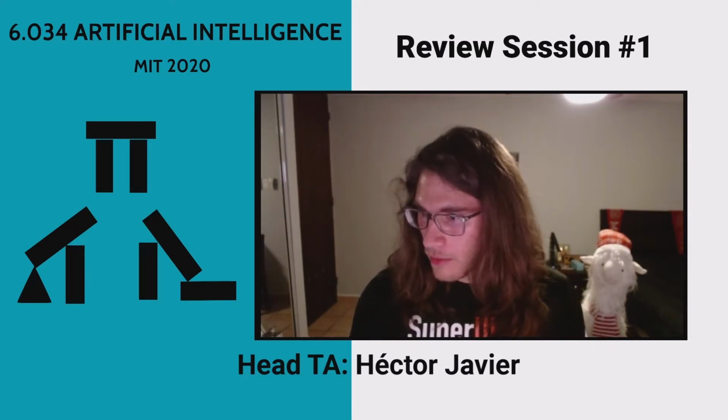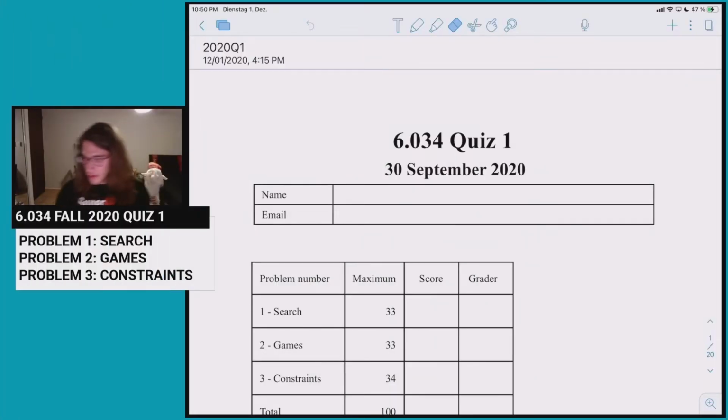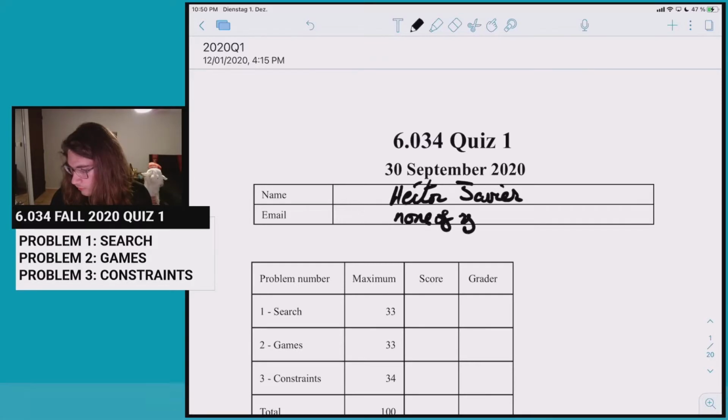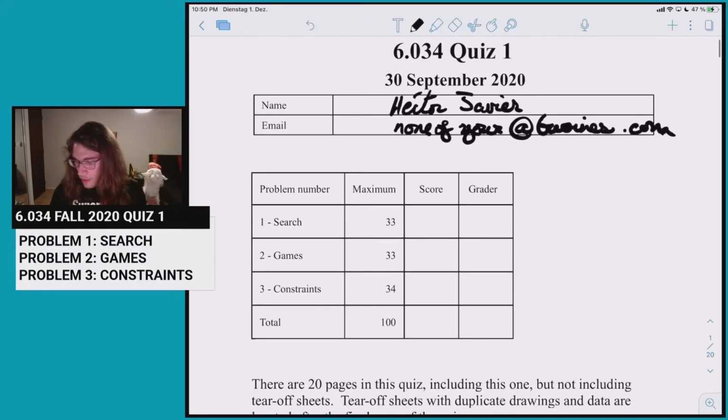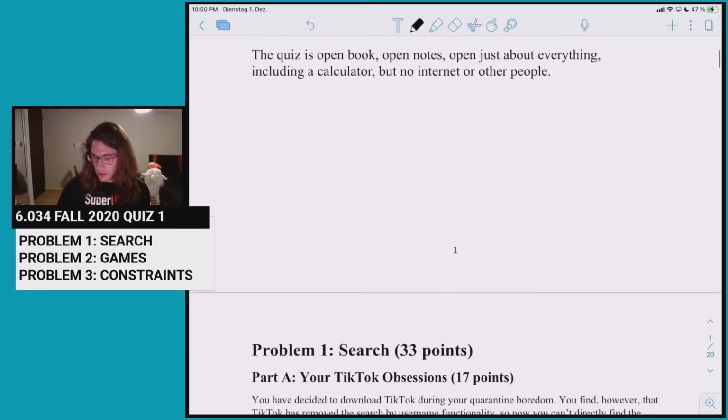So on with the PDF itself. Let's see, hopefully, yes, I believe that's legible. So first things first, it can be a quiz if it's not signed, and typically we ask for the students' emails, so this one is noneofyour@business.com, and the problems are in the order in which they were taught in the course and in the recitation videos.